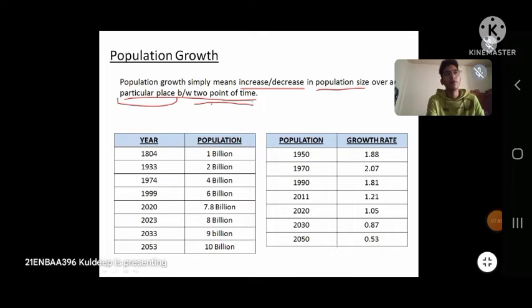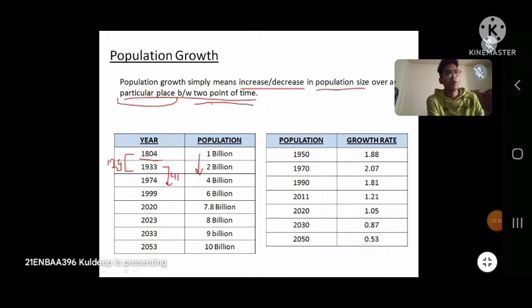Now let's look at the data, like how our population grew in the past. For the first time, our population reached 1 billion in 1804. After that, it took about 129 years for the next 1 billion. And then the next 1 billion grew in only about 41 years. You can see the growth rate increased as our population size increased.